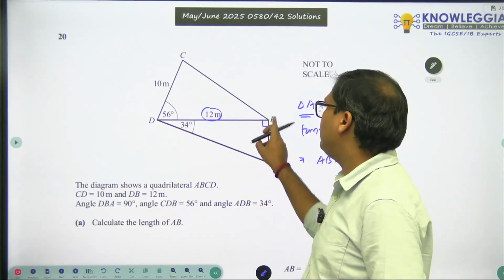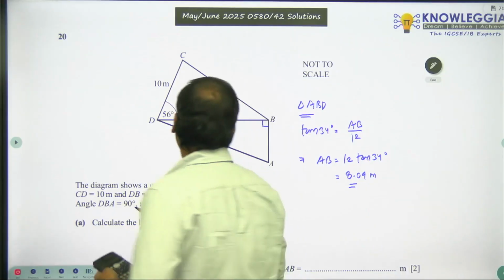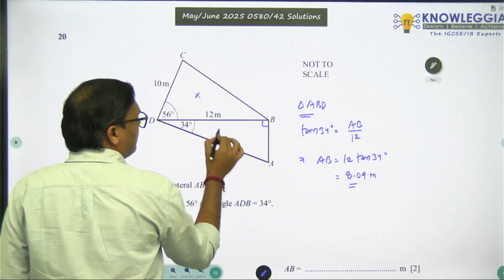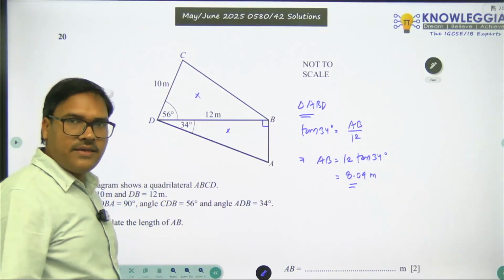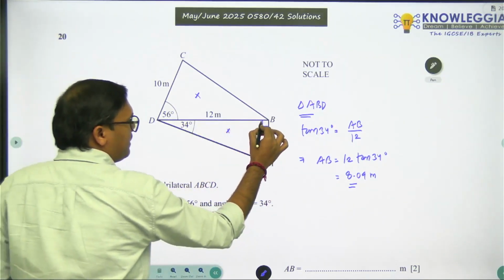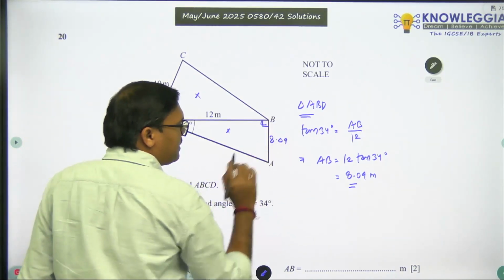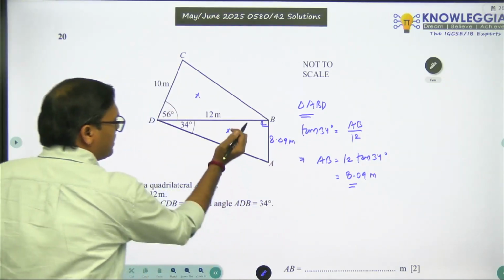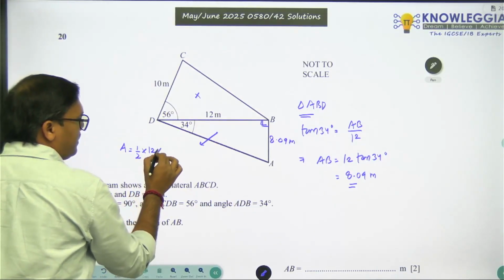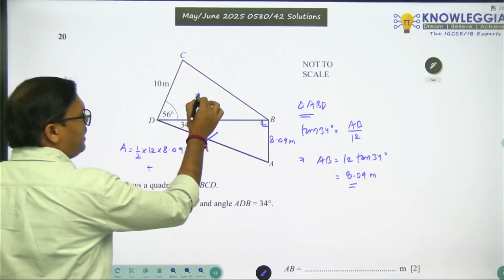The next part of this question, calculate the area of quadrilateral ABCD. Now, how will you calculate the area of this quadrilateral? So let's solve this here only. So now see, in this quadrilateral, I can divide this quadrilateral into two triangles. Yes or no? And I can add the area of this. Now, what is the area of this triangle? You can see area of triangle ABD. This is the right angle triangle. And we have already got from the first part, this length is 8.09 meters. So what is the area of this triangle? This area will be equal to half base into height.